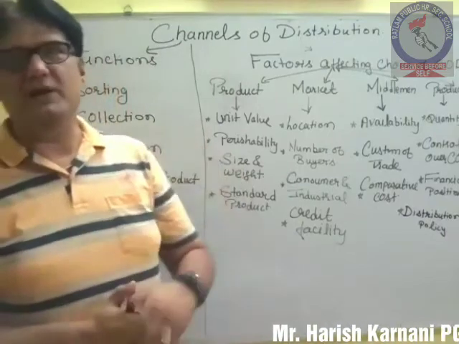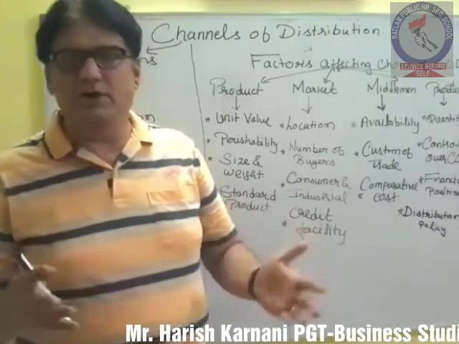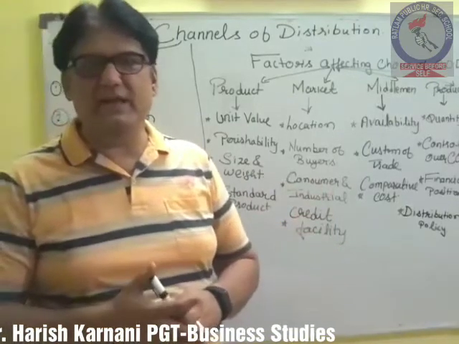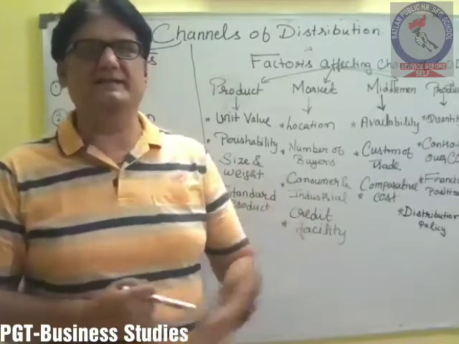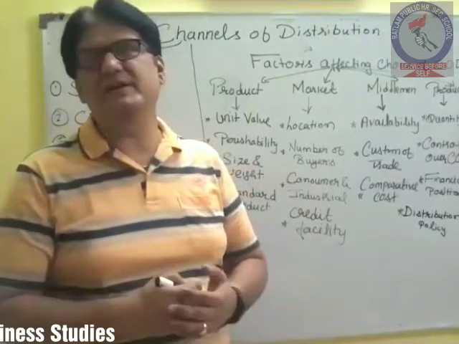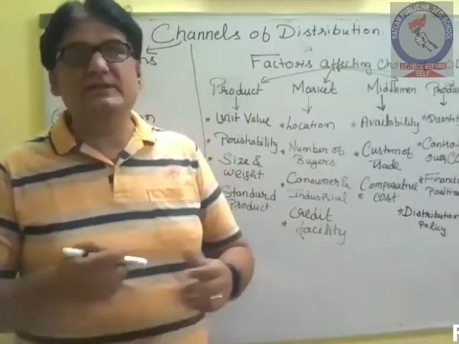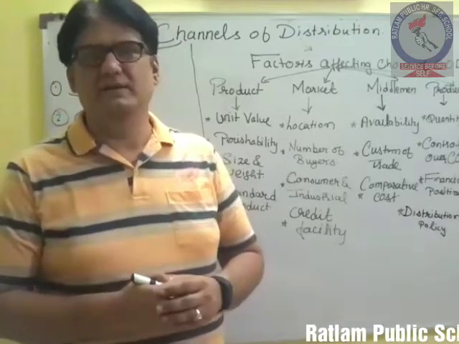But if the unit value of a product is already high, let's say gold and silver, which already have a higher unit value, we do not think of selling these products with the help of a mediator, as it ultimately increases the cost also. So in that case, direct sale will be feasible.